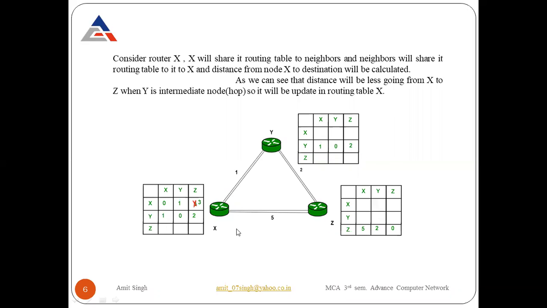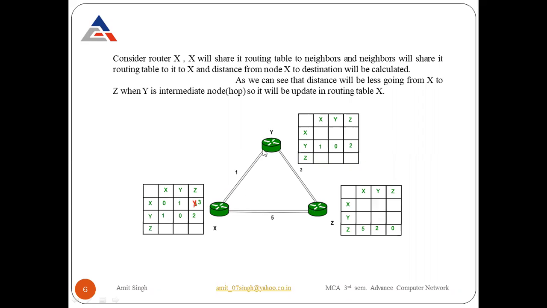Now if you are choosing the alternate path and the distance is less, on that condition you can update the value. Now look here, from X to Z, the value is 5. X is this, Z is this. The value is 5. But now why does it write 3? It follows the path from X to Y, Y to Z.